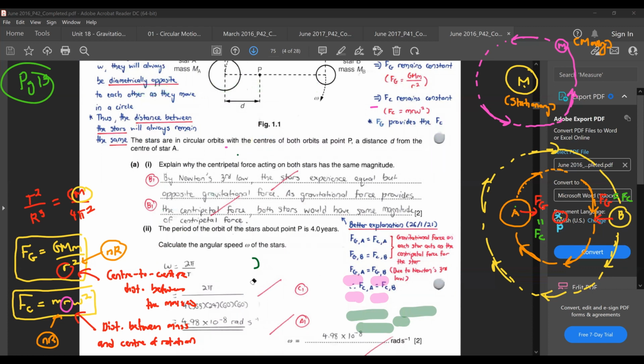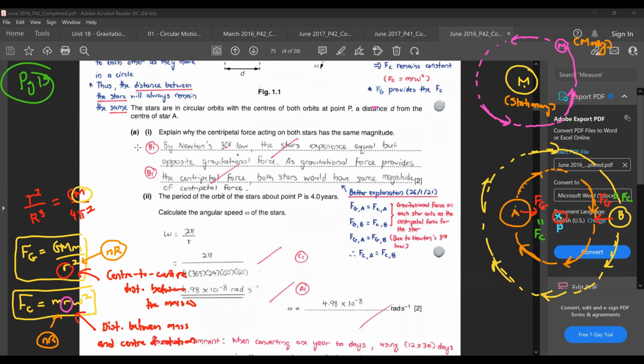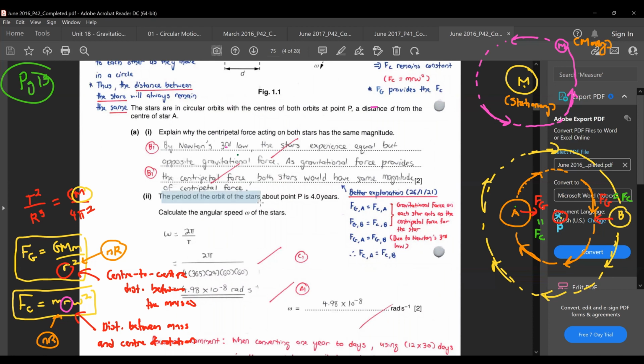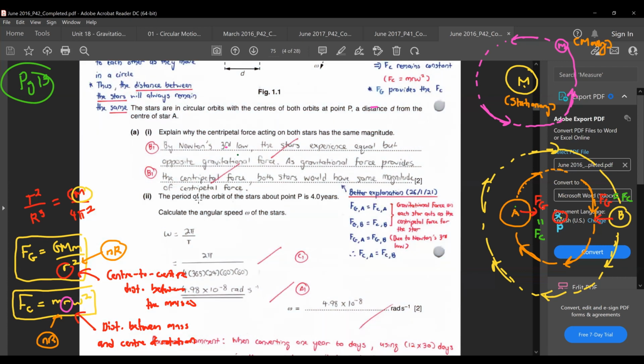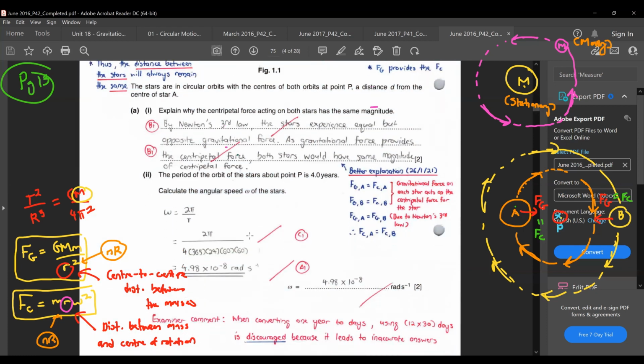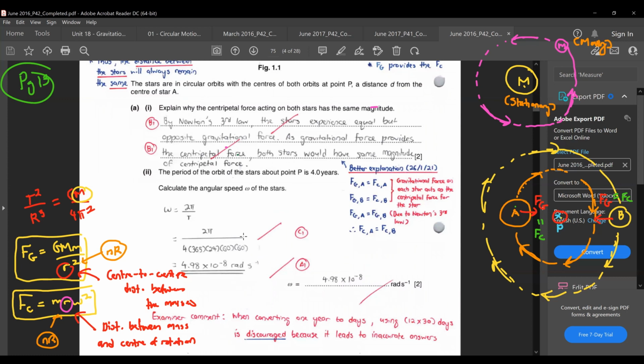Okay, now this is where it gets more complicated in terms of calculation. So let's look at the first part first. First part is still okay. They tell you the period of orbit of the stars about point P is 4 years. Both stars A and B have a period of 4 years about point P. Now calculate the angular speed omega of the stars. This one will be pretty straightforward since you already know the period.